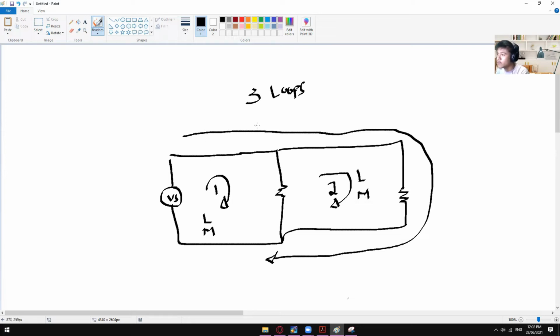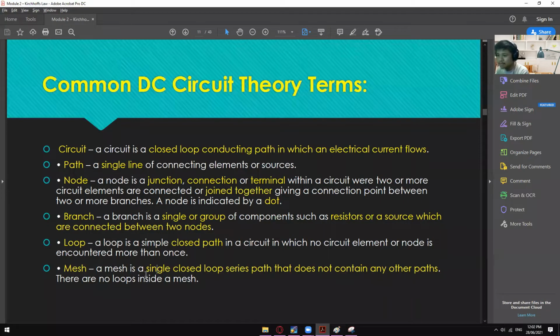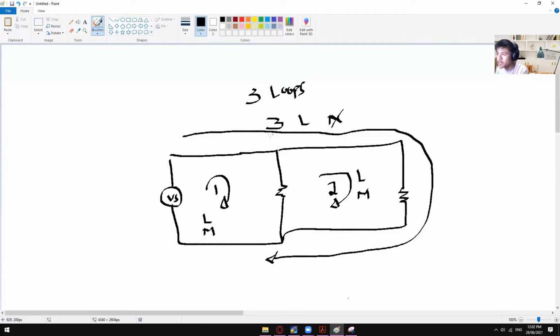For the third one, let's say we call this your third loop. This is just a loop. We cannot call that one a mesh because it contains another loop inside of it. In this third loop, it contains the first loop and the second loop. The meaning of a mesh is a single closed loop series, so you cannot call the third loop a mesh. You can only call the first loop and the second loop a mesh, but the third one is not a mesh, just a loop. Are we clear with this so far when it comes to loop versus mesh?